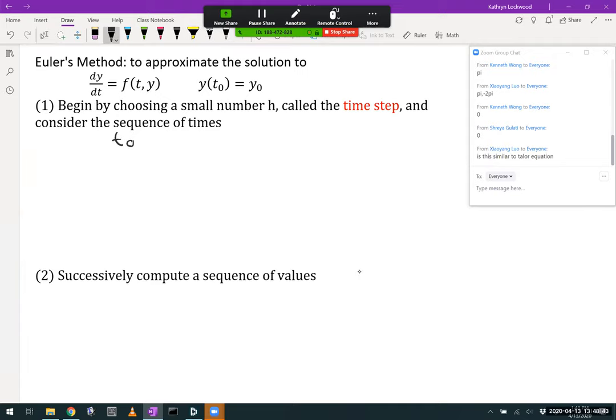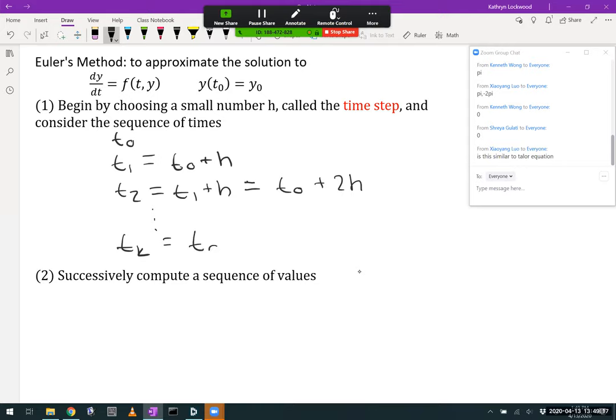So you have the initial time, whatever t naught is. T1 is one time step later, so t naught plus h. T2 is one time step after that, t1 plus h, or if you prefer to write it as t naught plus 2h, it's two time steps after when you start. And in general, the kth t, tk, is equal to t naught plus k times your step size. So those are giving you the t coordinates of all the points in these little line approximations.